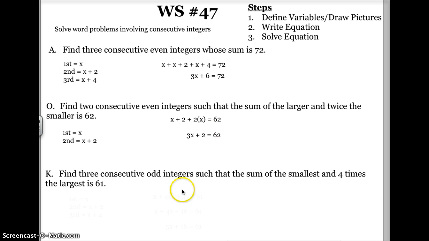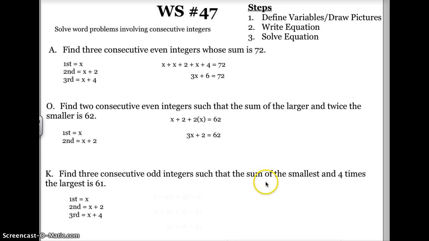Let's do the last one. Three consecutive odd integers such that the sum of the smallest and 4 times the largest is 61. Again, just like all the problems, I have to define the variables first. Now, let's just pick an odd number, something like 9. The next odd number after that would be 2 more than that, or 11. And the next odd number after that would be 4 more than the original one, or 13. So when I define my variables, I'm going to define them as x being my first, x plus 2, or 2 more than that first number, to be my second, and x plus 4, or 4 more than my first one, to be my third number.